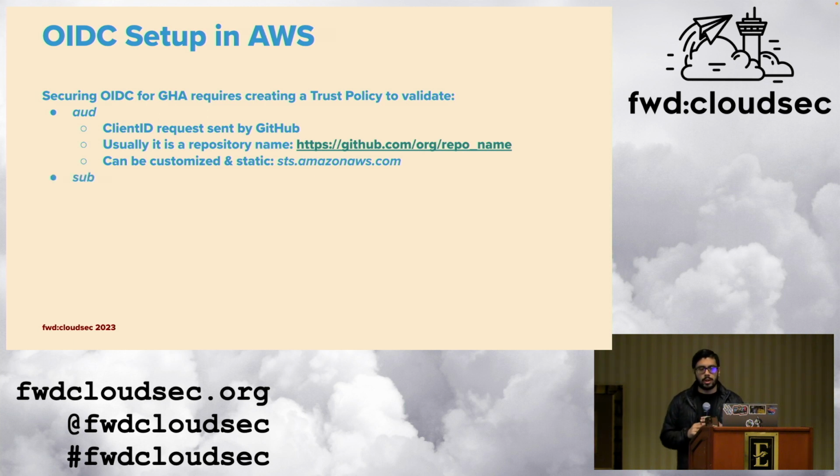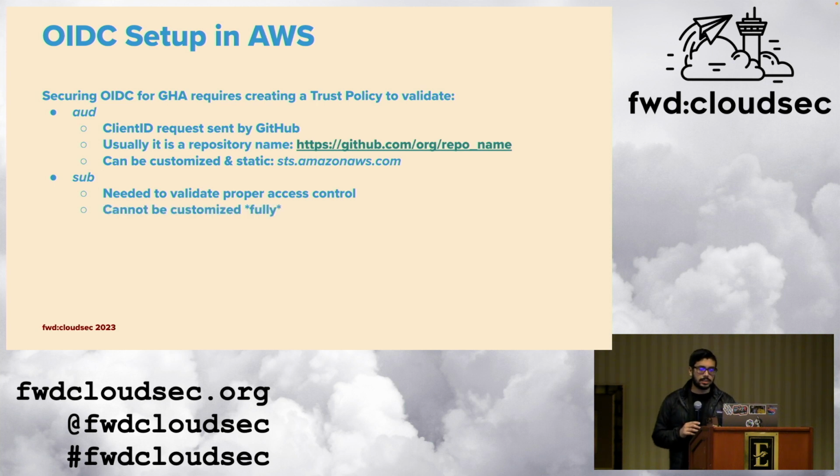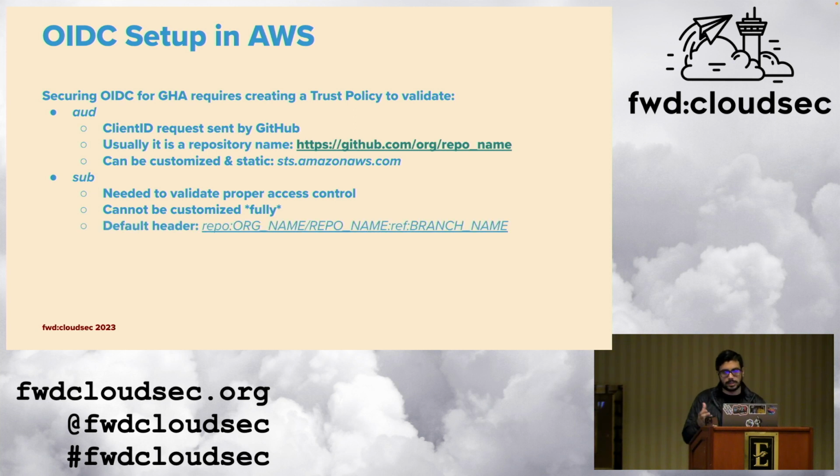Versus the subject header is where primarily the access control lies, because you want to validate the proper access control, making sure only the org or the repo can access it. Now, in most cases, it's not customizable. There are some things you can add to it, like your environment names for the GitHub Actions and whatnot, but it still has pre-configured tags to it, which makes it hard to fully customize or exploit it further.